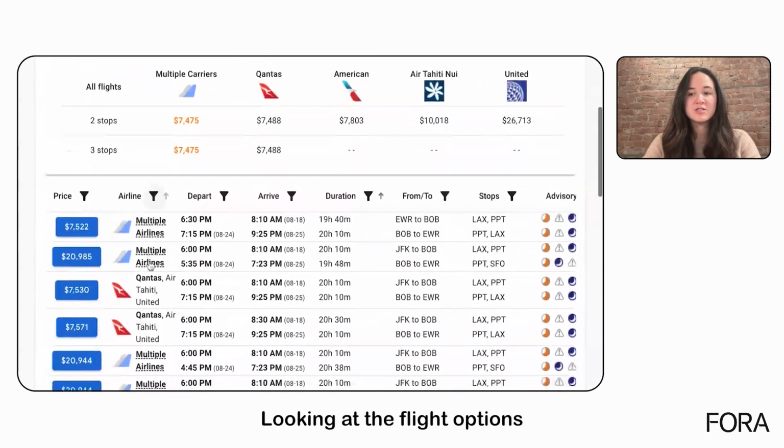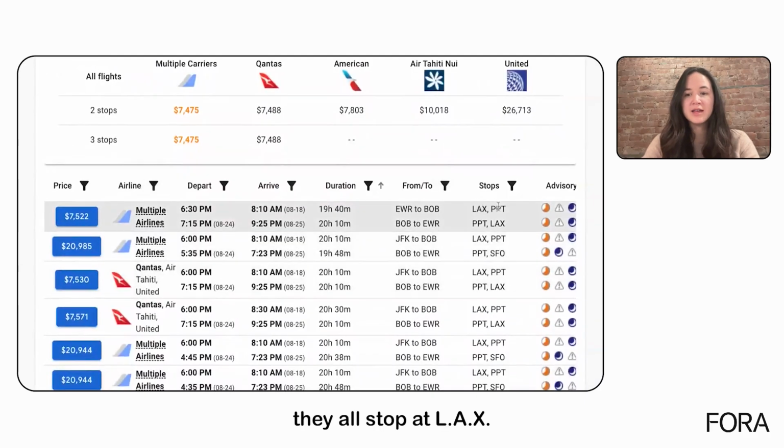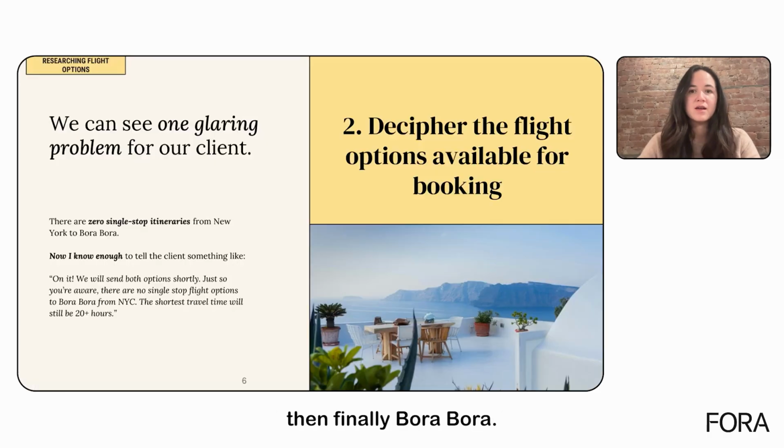Looking at the flight options that were returned, they all stop at LAX before continuing on to Papeete, the main Tahitian airport, then finally Bora Bora. Now I know enough to tell the client something like, "On it, we will send both options shortly. Just so you're aware, there are no single stop flight options to Bora Bora from New York City. The shortest travel time will still be 20 plus hours."